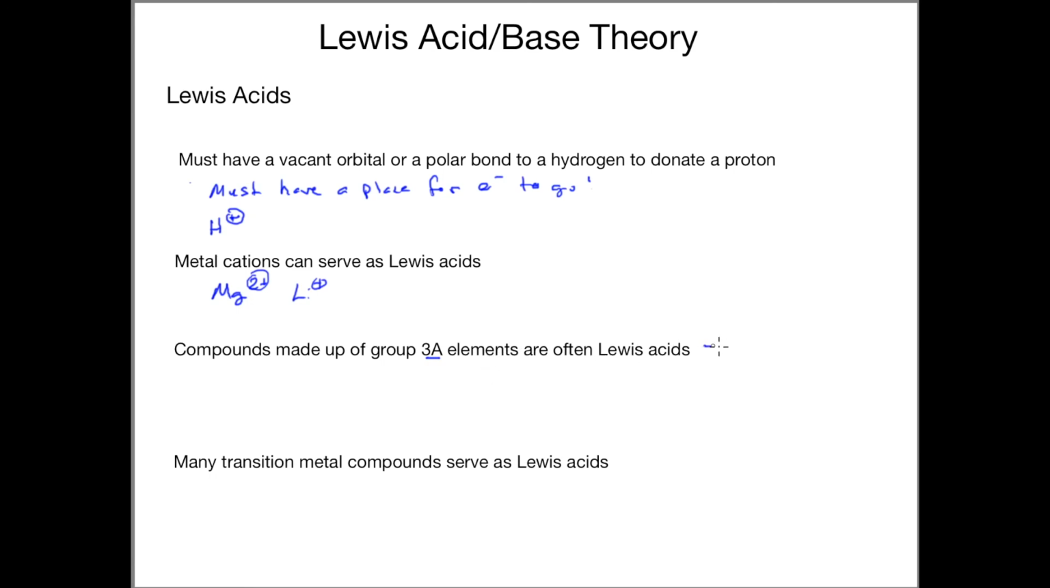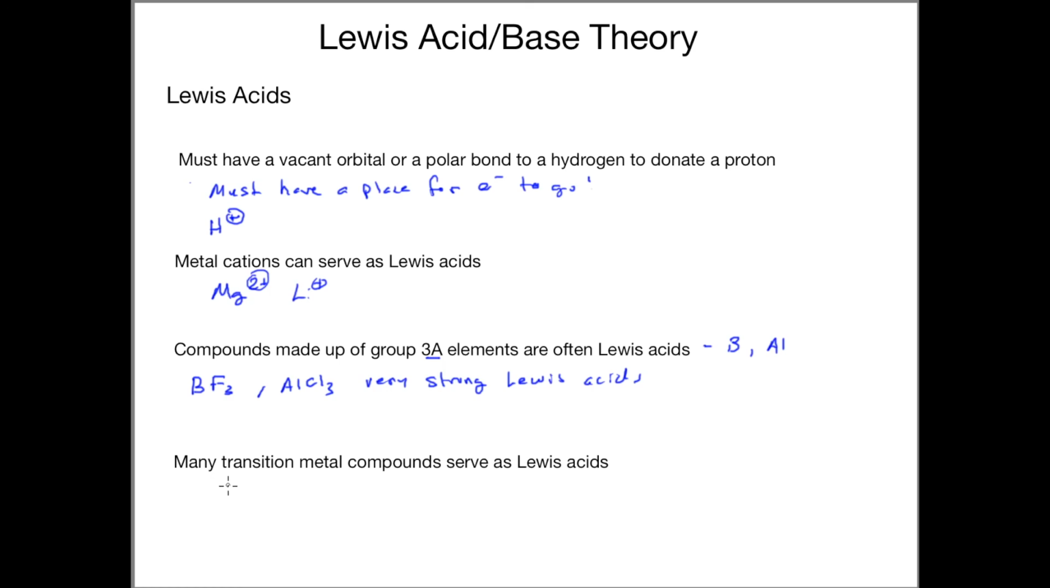The other one that I briefly mentioned earlier are those compounds made up of group 3A elements. If you look over, that starts with boron and goes down to aluminum. Gallium can also be in there. Things like BF3 or AlCl3 are all very strong Lewis acids, and they're commonly used in organic chemistry, and you should be able to recognize these as Lewis acids as well.